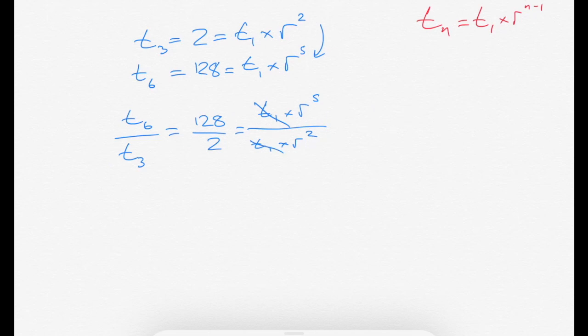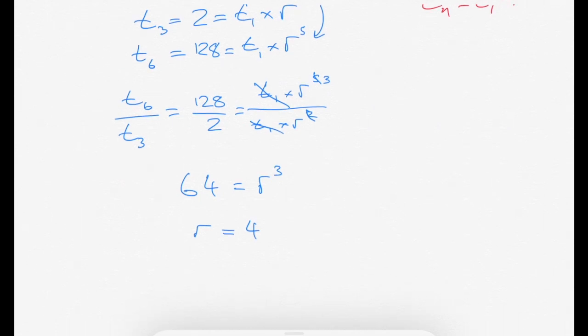Let's have a look at what happens here. Term 1 cancels out with term 1. If you know anything about your index laws, you'll know that r squared cancels out with r to the 5 and leaves us with r to the 3 on top. And 128 divided by 2 leaves us with 64 is equal to r cubed. Now I'm going to need to do a cube root on my calculator, and I get r is equal to 4. So I've worked out what the ratio is.